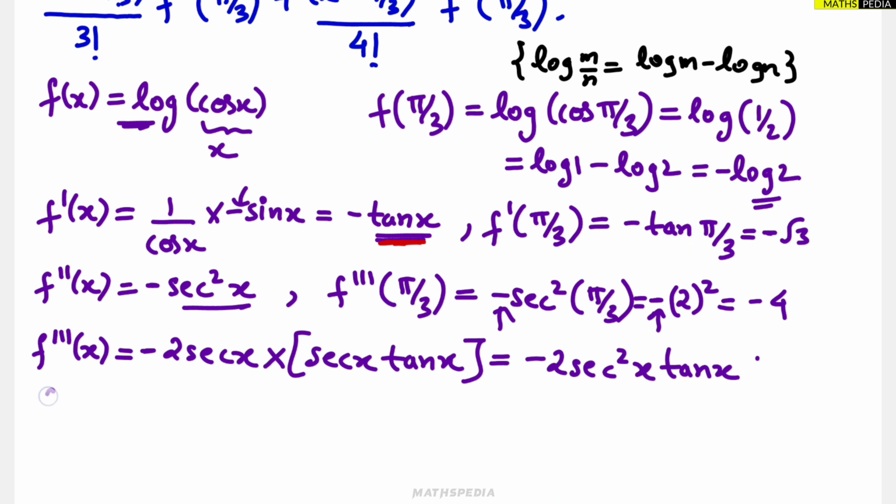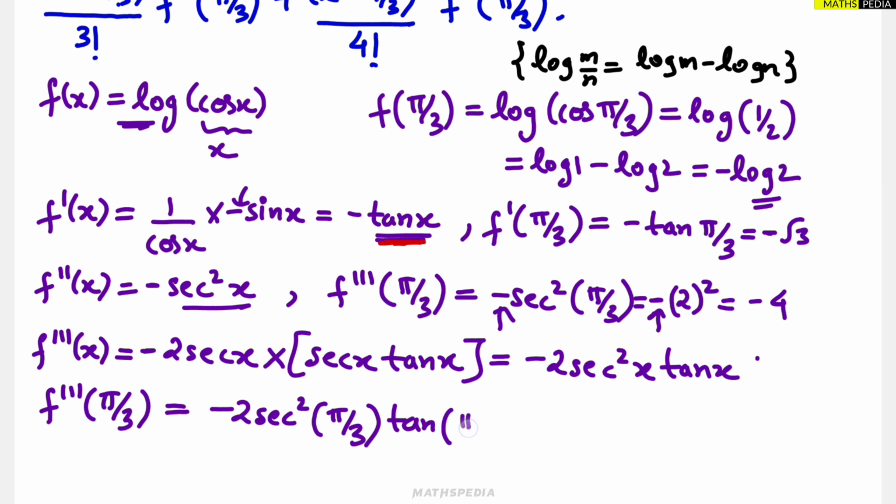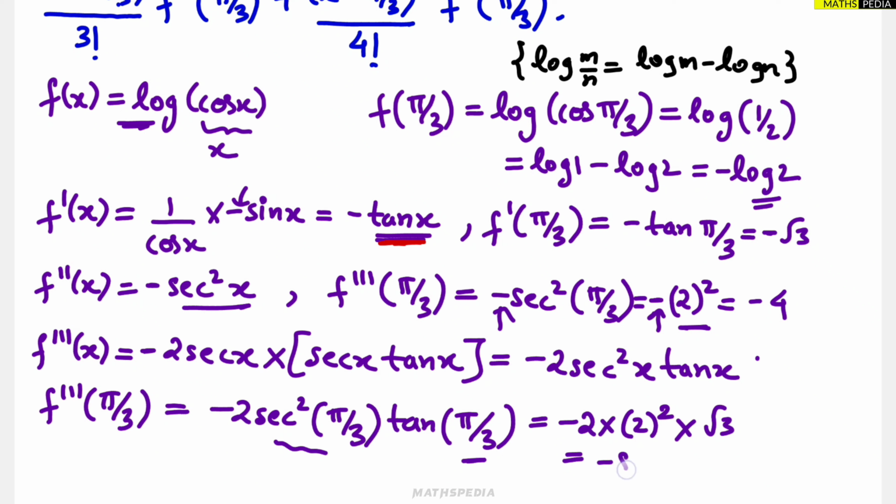Then after this we have to find the value at pi by 3. So I substitute pi by 3: minus 2 sec square pi by 3 into tan pi by 3. What is the value? Minus 2 into sec square pi by 3, which you already did, is 2 square, into tan pi by 3, whose value we know is root 3. So what will be the answer? 2 square is 4, 4 into 2 is 8. So minus 8 root 3. Okay, done this part.